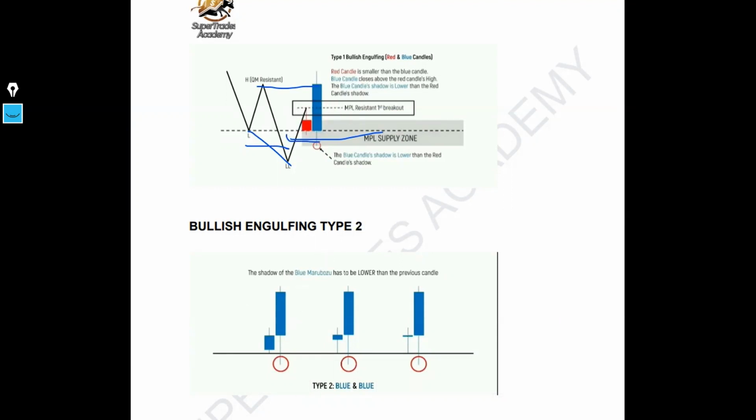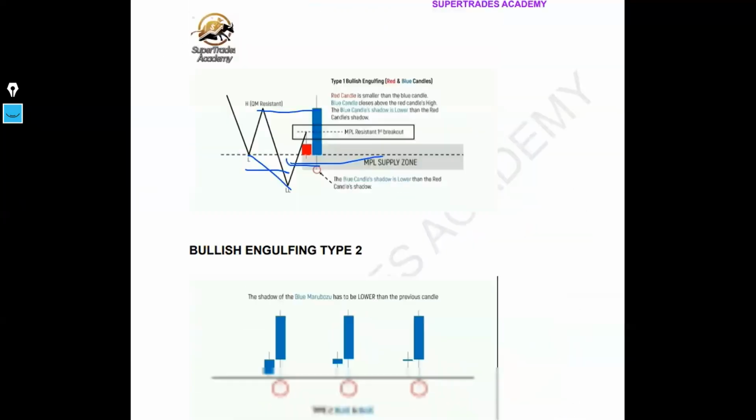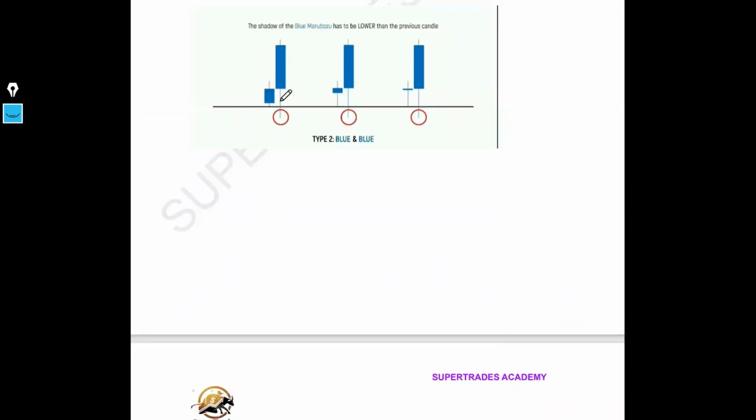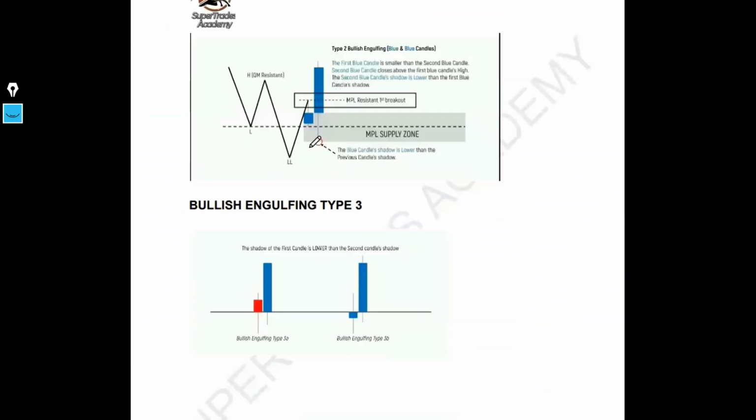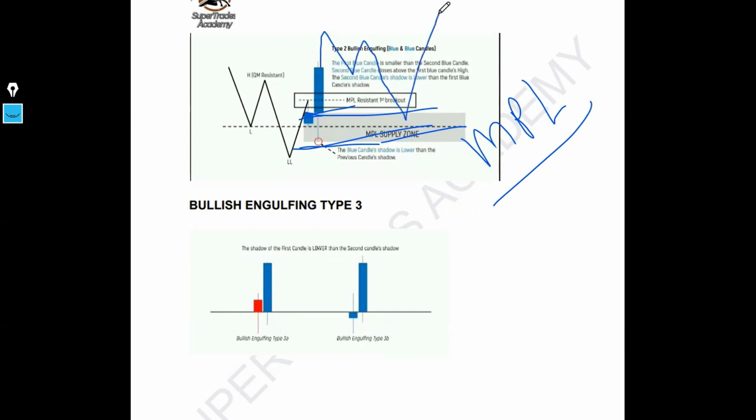So engulfing type 2, this is how it looks like. The shadow for the first candle is longer than the previous candle. The shadow is longer than the previous bearish candle. So this is how you can find it on chart. You mark from the body of the first candle to the wick of the second candle, and this is the maximum pain level, MPL, found here. So you have to wait for the market to break, come back here, and you take your order. This will be a fake call.